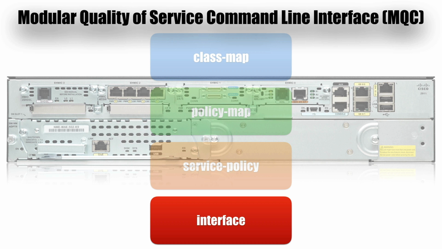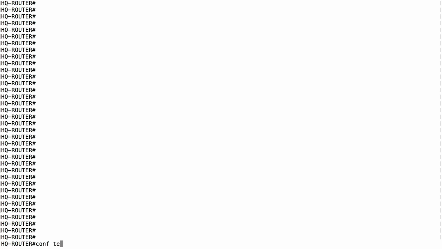Now, I want to take you out live right now and show you how we can set up MQC to configure several of these quality of service mechanisms we've talked about. To begin, let's go into global configuration mode, and let's create a class map for our email class of traffic. Let's say we want to classify that. Let's say class-map, and let's give a little context-sensitive help here.